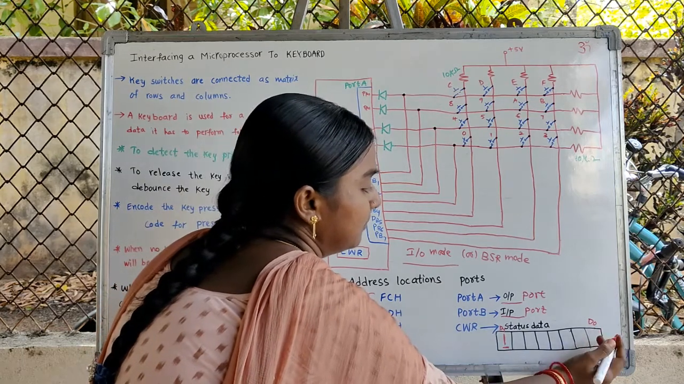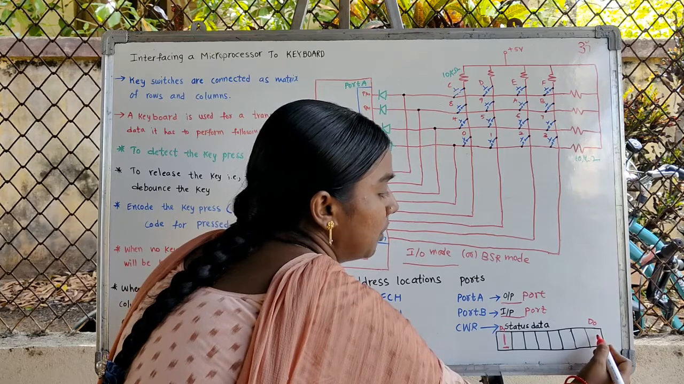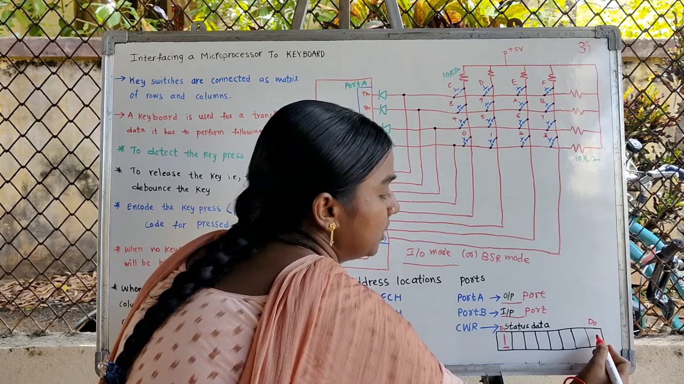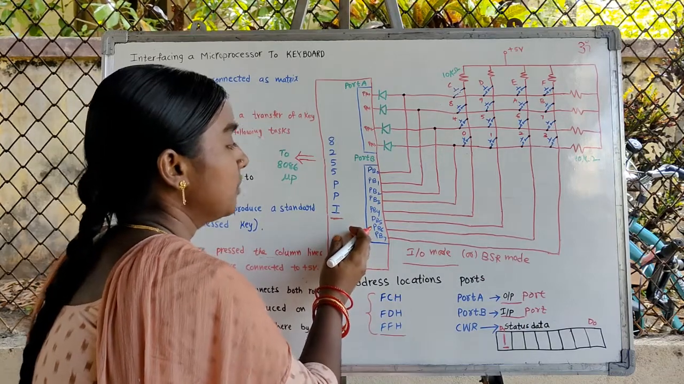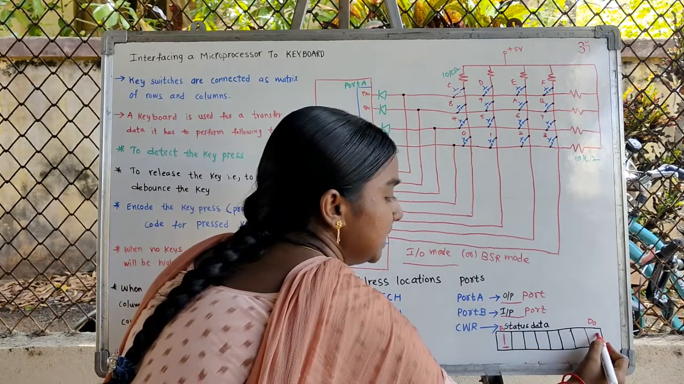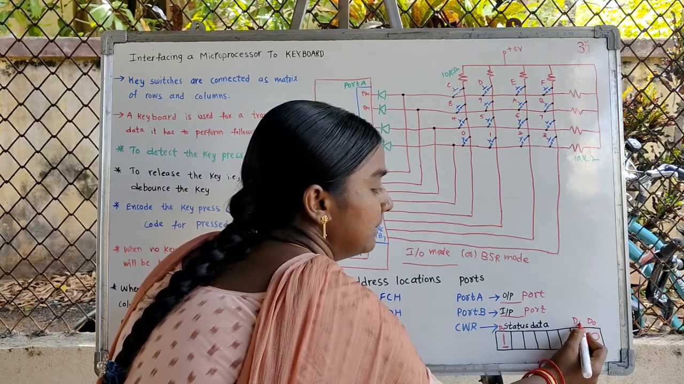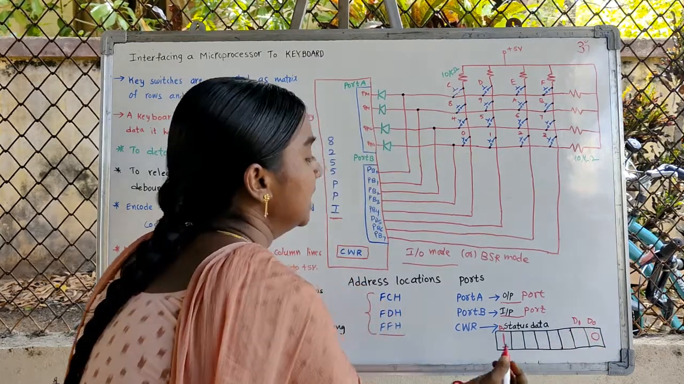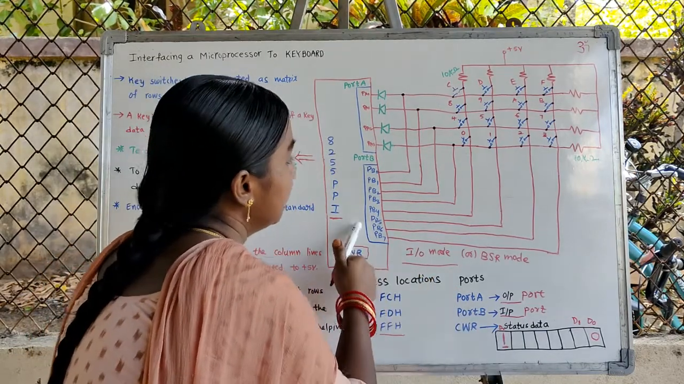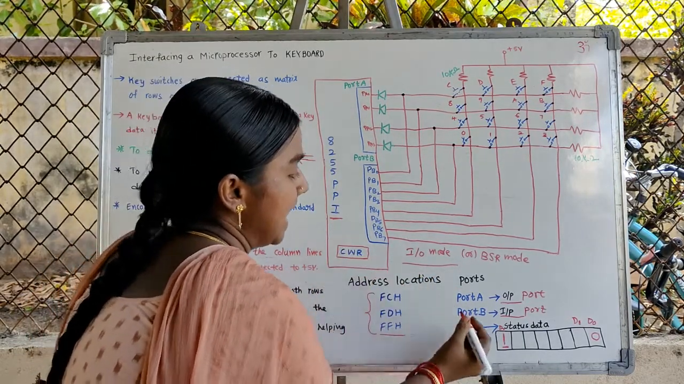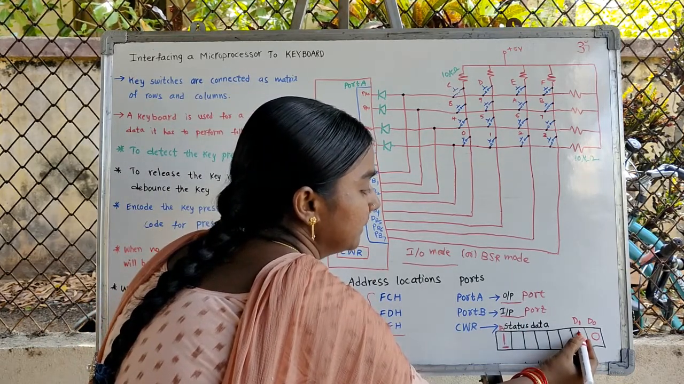Coming to the first bit, D0 indicates port C lower. In this configuration we are not going to use port C, so I simply place a 0 here. Next, the D1 bit indicates port B. Here we are using port B as the input port, so this bit is going to be 1.